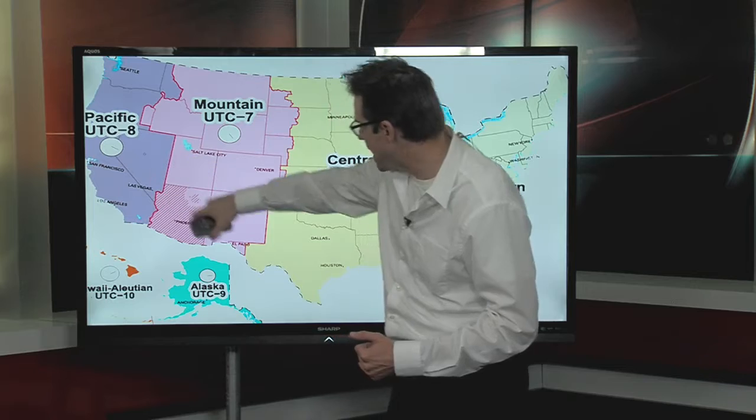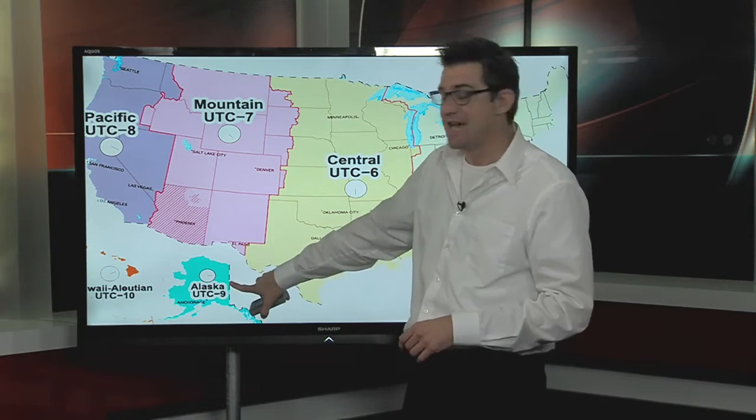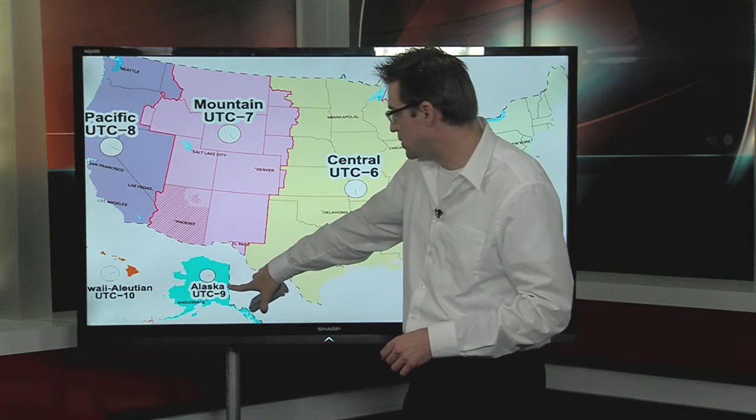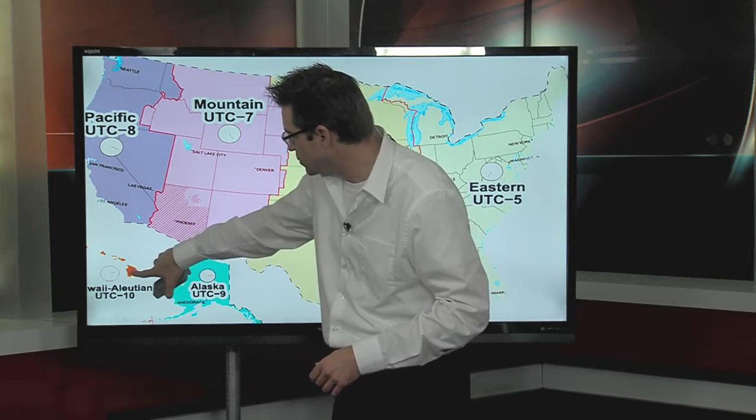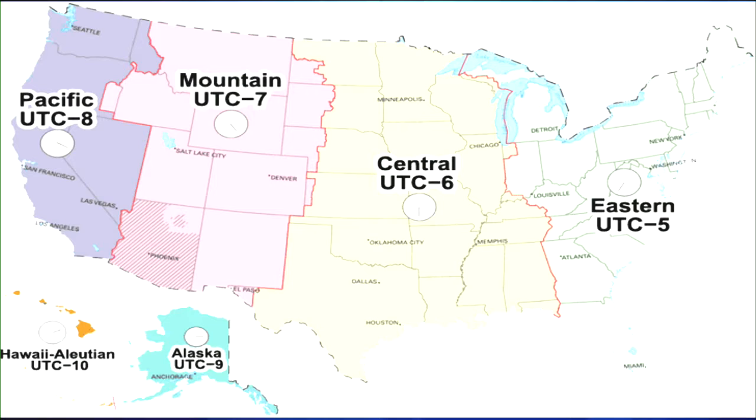Pacific time, 8 hours. Then you get into Alaska, which has its own time zone, 9 hours, the Alaska time zone, and the Hawaiian Aleutian time zone is 10 hours behind. So take a look at that map full and you can kind of break it down. Again, Eastern time zone where you and I live here in northwestern PA, you subtract 5 from UTC, or Greenwich Mean Time. So that's a look at the time zones across the United States.